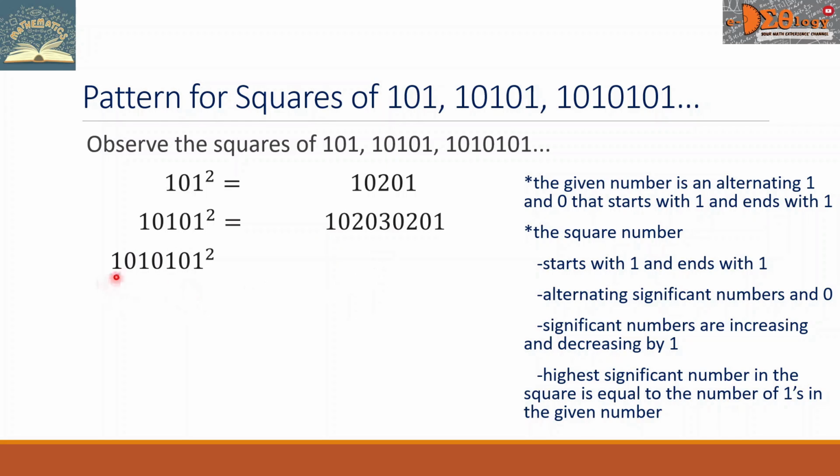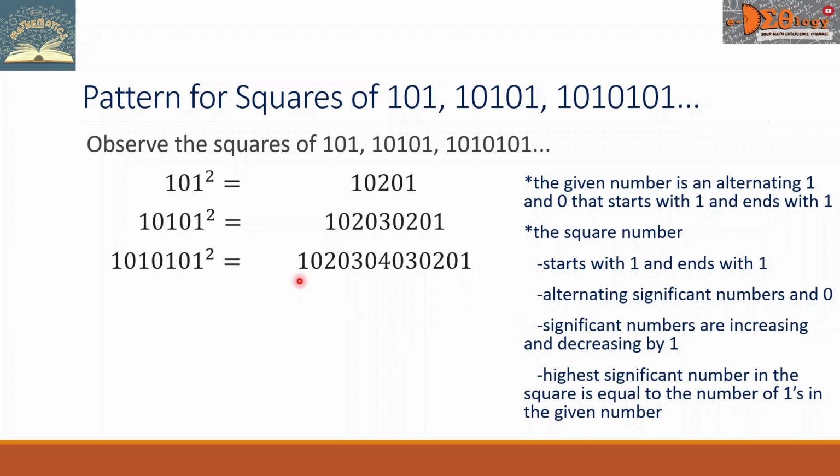Another example, 1,010,101 square. And this is the answer. The square number starts with 1 and ends with 1. This number is an alternating of significant numbers and 0. See here, 1, 0, 2, 0, 3, 0, 4, 0, 3, 0, 2, 0, 1.